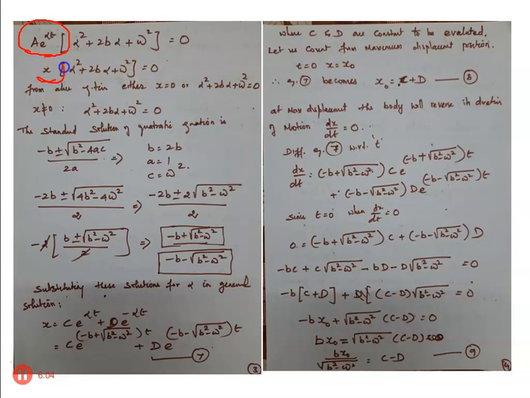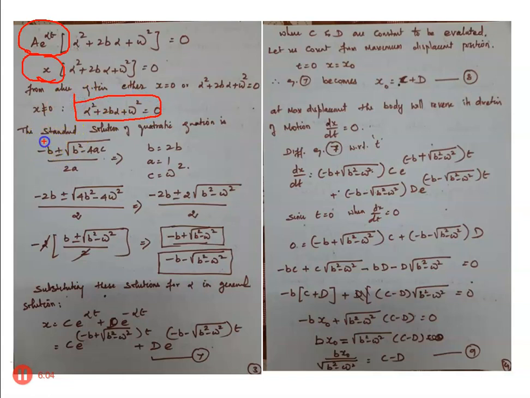The x cannot be 0. Why? The x is nothing but the displacement of the oscillating system. If x value becomes 0, then the body is not at all oscillating. So x cannot be 0. Only the value alpha square plus 2b alpha plus omega square can be 0.